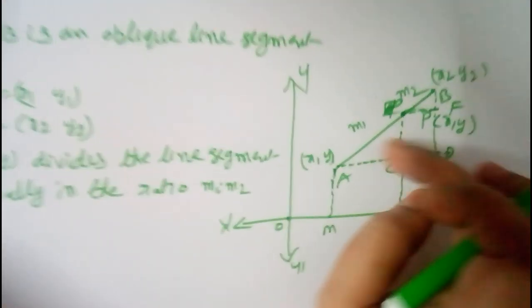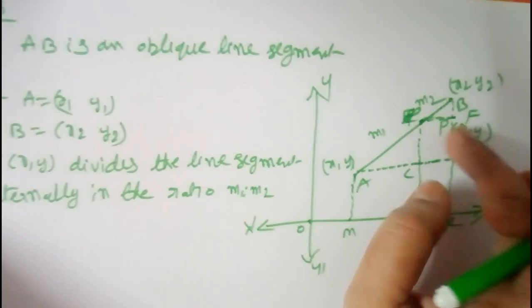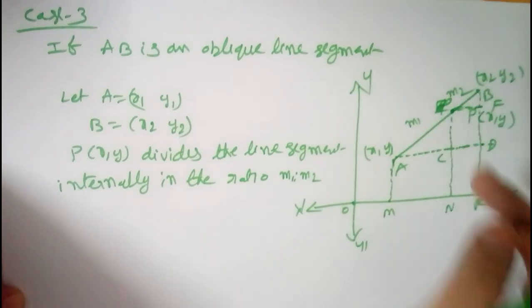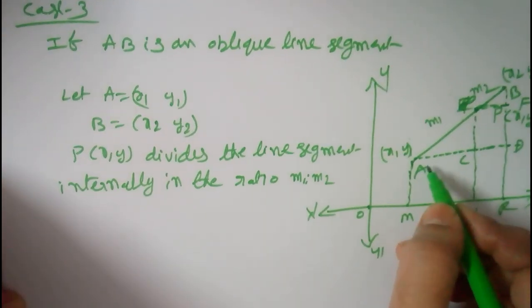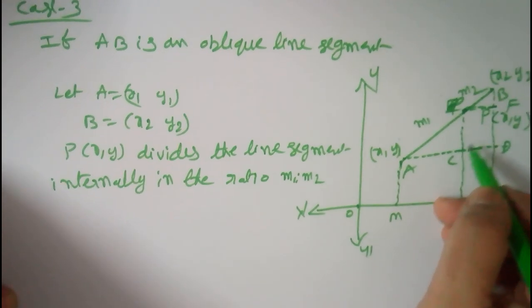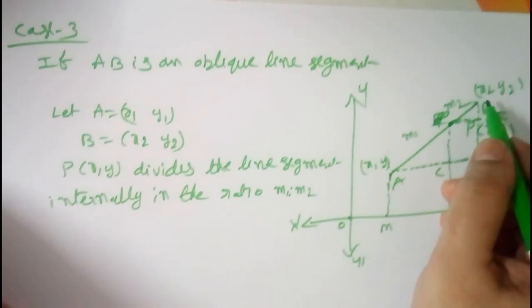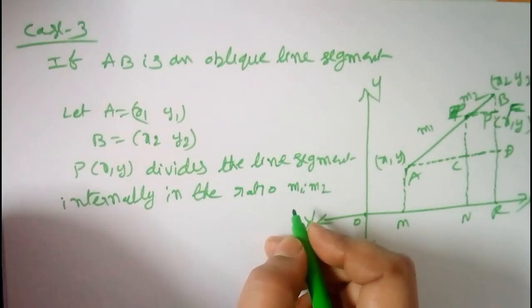To find the ratio of AP is to PB, first prove that these two triangles are similar triangles: triangle APC and triangle PBF are similar. How to prove this?